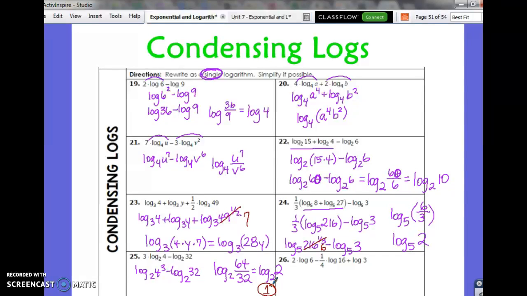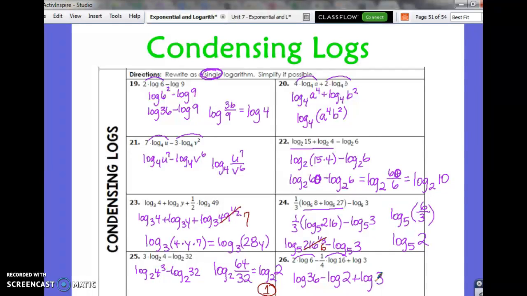And then lastly, I'm going to deal with my power rules first. So if I take that 2 around to the back, that's going to be log of 6 squared, or log of 36, minus log, and that's going to be 16 to the 1/4 power. And if 1/4 power means the 4th root, the 4th root of 16 is 2, so that's going to be a minus log of 2 plus a log of 3.